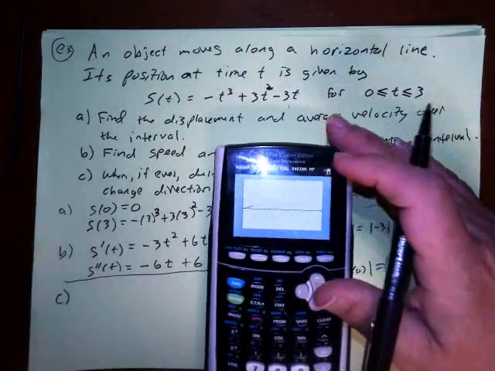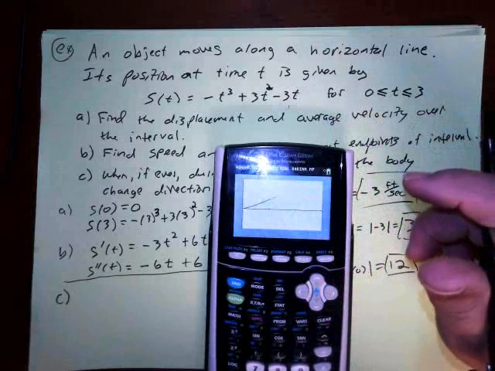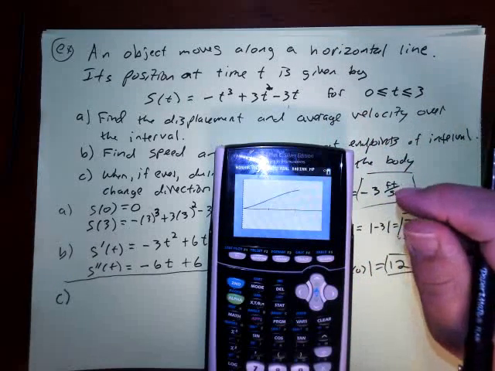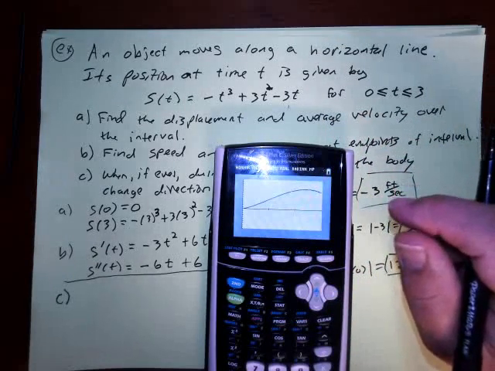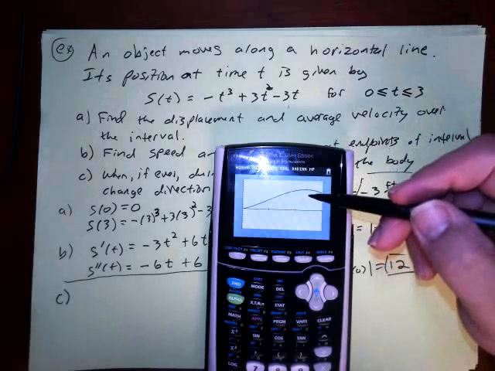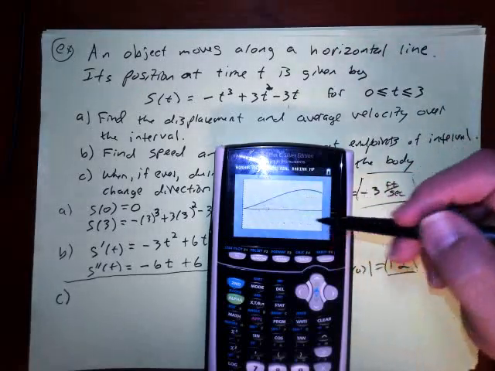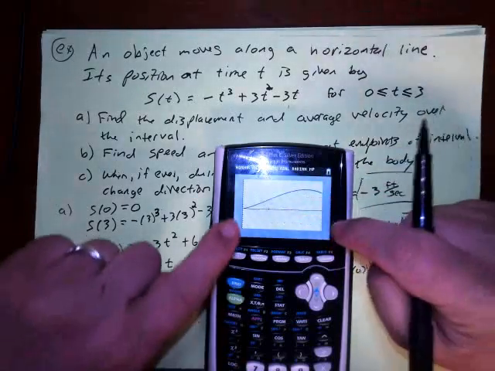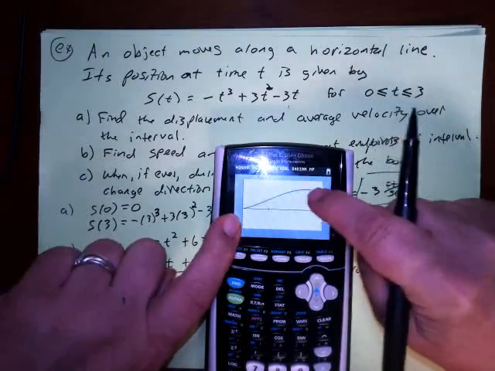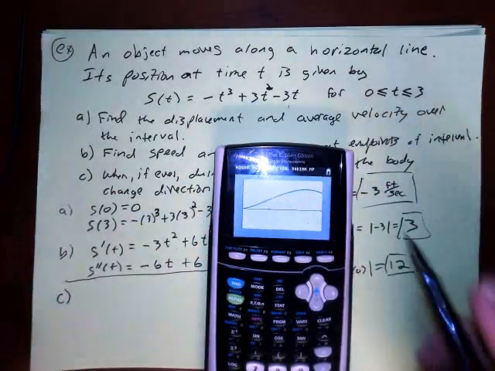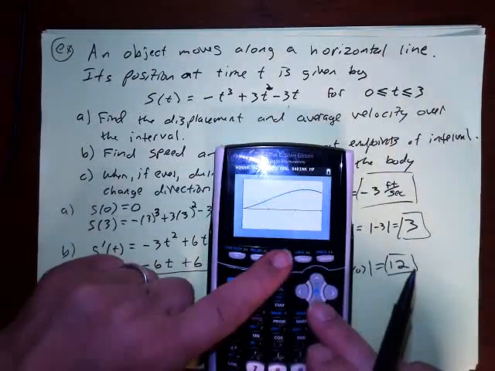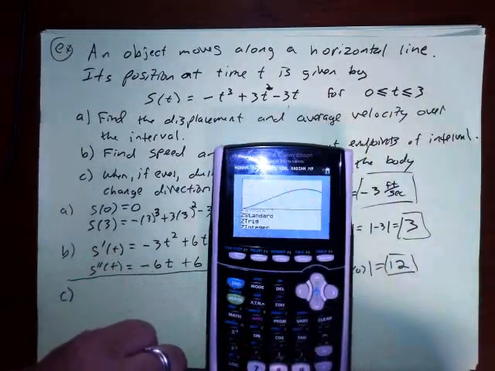So if I do that, this is what this looks like. The point here, this is 0 to 3. And it does seem that it has a horizontal tangent here. So the horizontal tangent, let me just zoom out maybe a little bit.